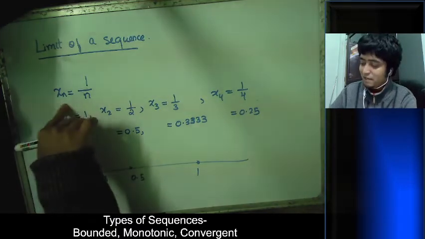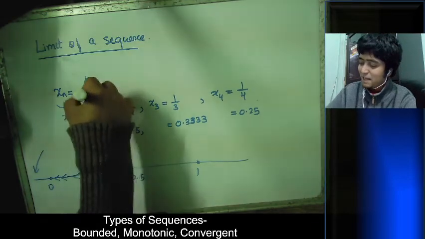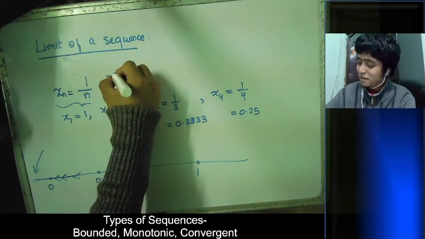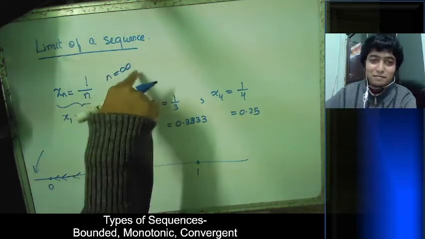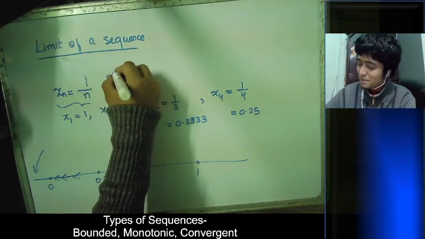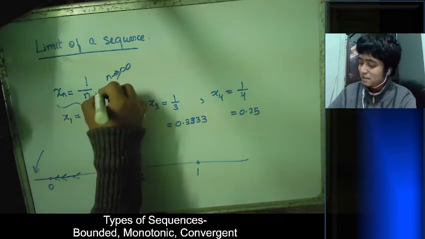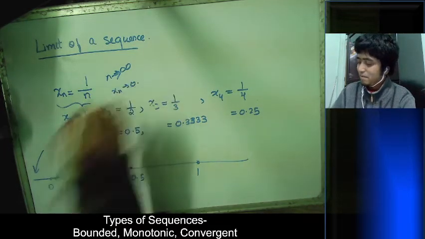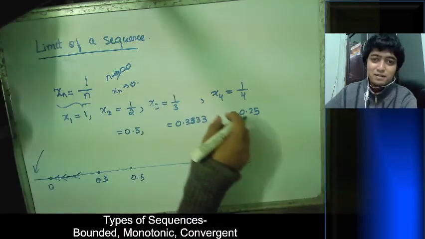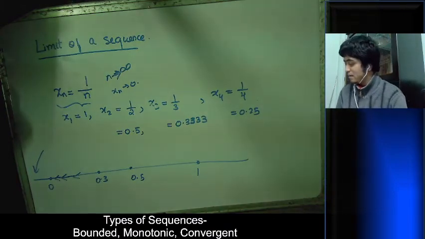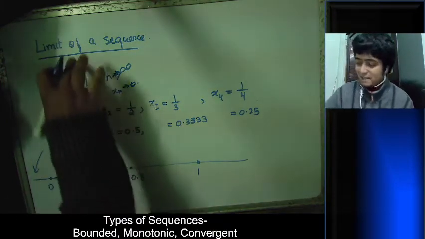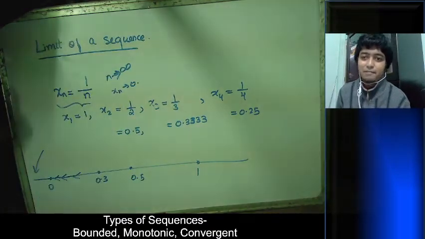In fact, you can even think of substituting n equal infinity over here. Okay, that is not valid. If n approaches infinity, then xn approaches 0. So over here, 0 will be the limit. Okay, so that is exactly what we will define.